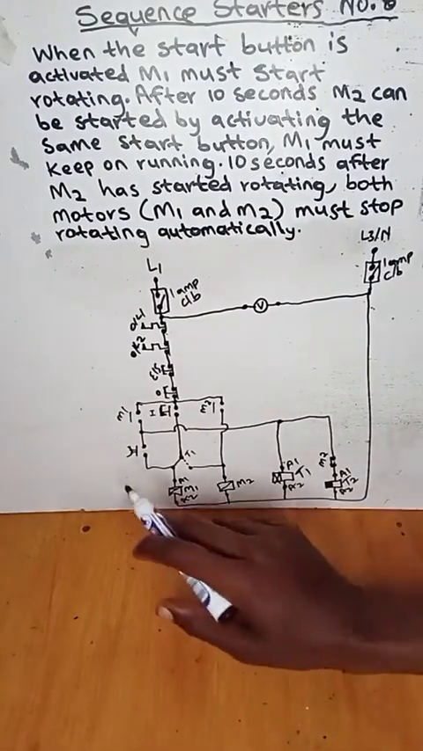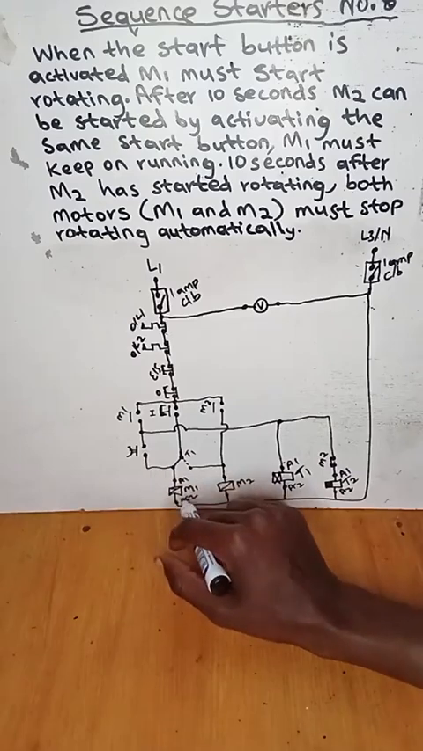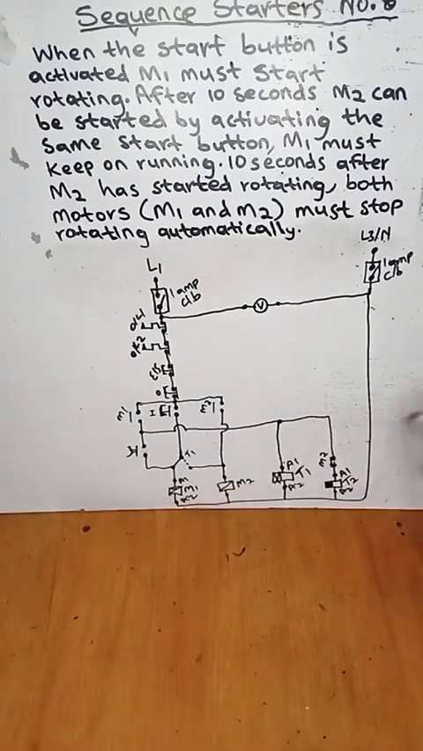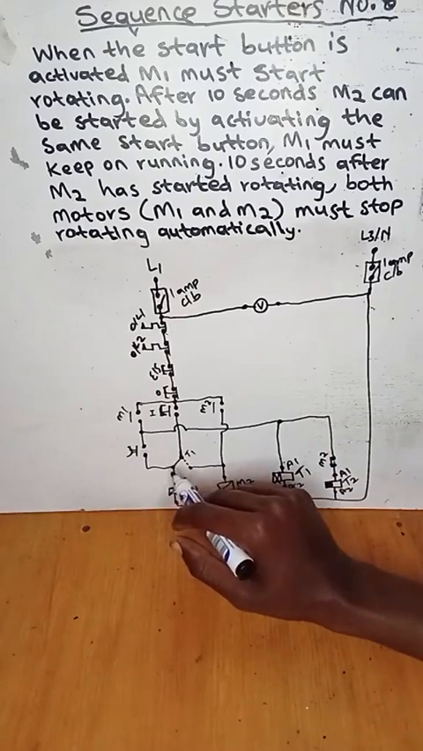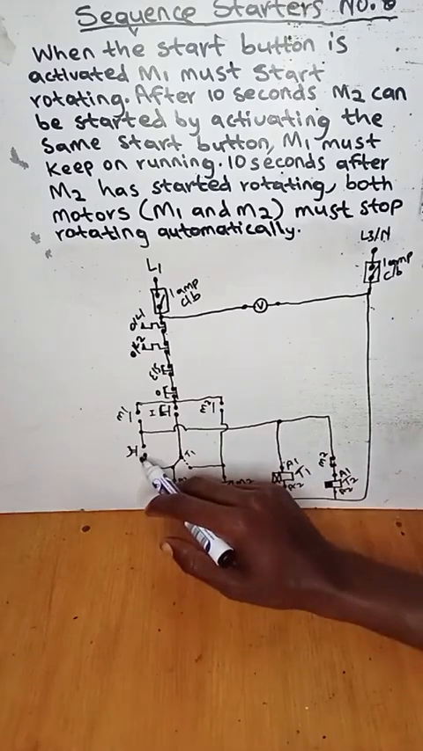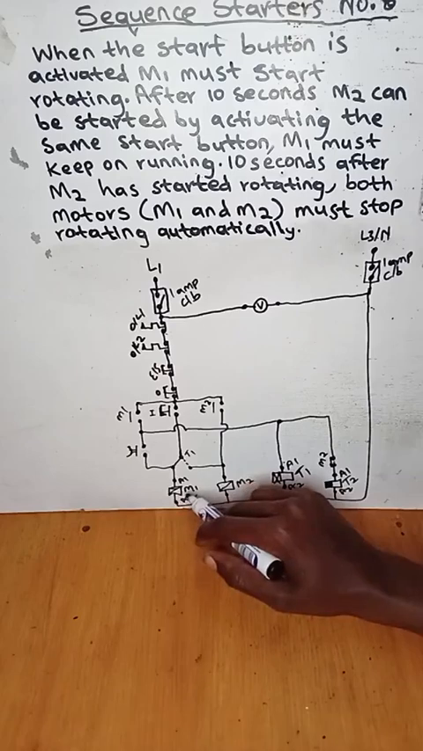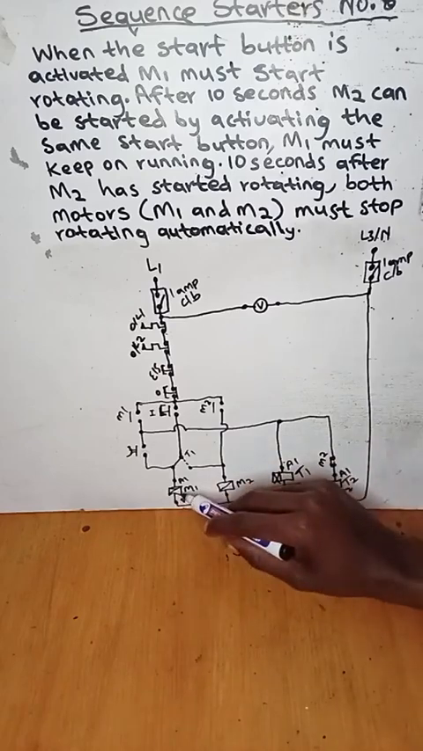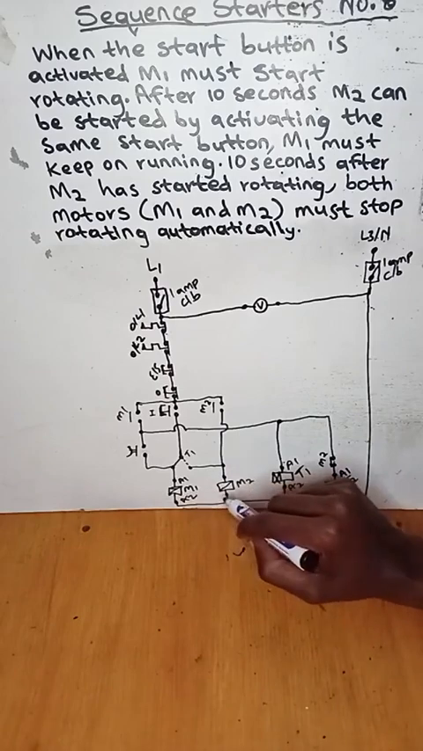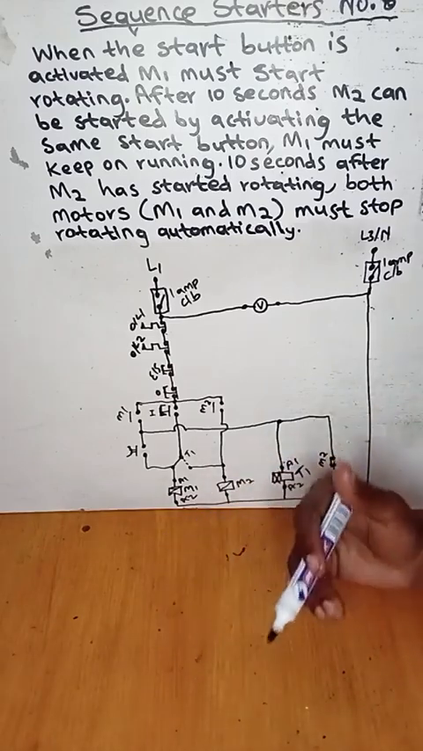Right. So this contact of delay on timer will help the coil of motor 1 to be energized. After 10 seconds, when the delay on timer is de-energized, it will affect this contact to be open again, which means it will affect the coil of motor 1 to be off. And when the coil of motor 1 is off, it must also affect the coil of motor 2 to be off, because after 10 seconds both motors must be off.